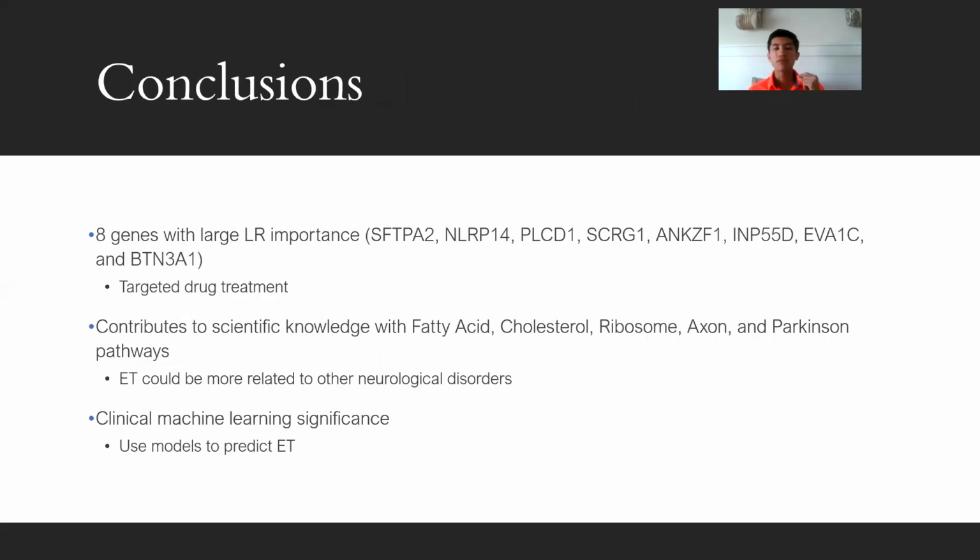All in all, I found 8 genes with large logistic regression importance, and this is going to result in targeted drug treatment for ET and a better understanding of this really understudied disease. It contributes to scientific knowledge with fatty acid, cholesterol, ribosome, axon, and Parkinson's pathways now being associated between ET and control, which haven't been seen in other studies.